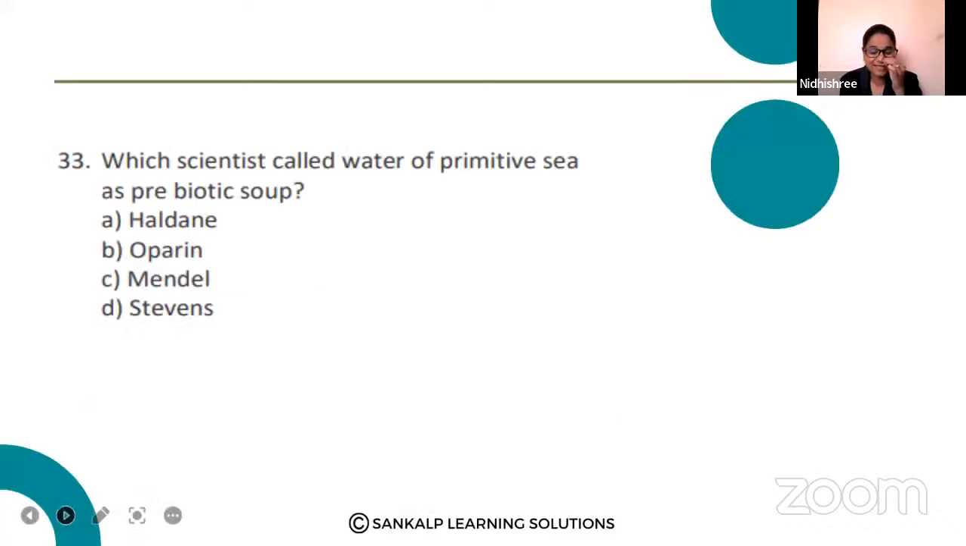Good. Then, which scientist called water of primitive sea as prebiotic soup? Not tomato soup, they call it prebiotic soup. Option A, Haldane. Option B, Oparin. Option C, Mendel. Option D, Stevens.